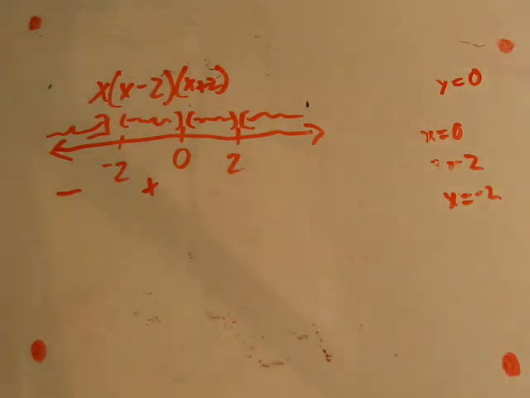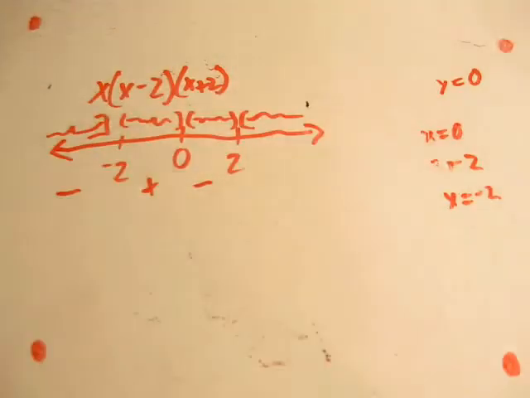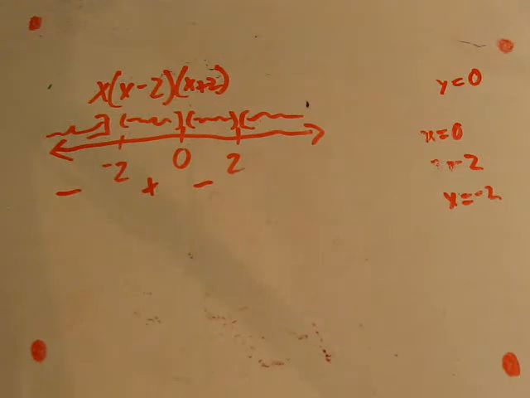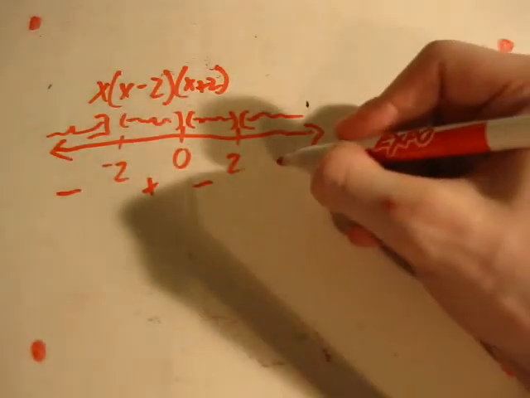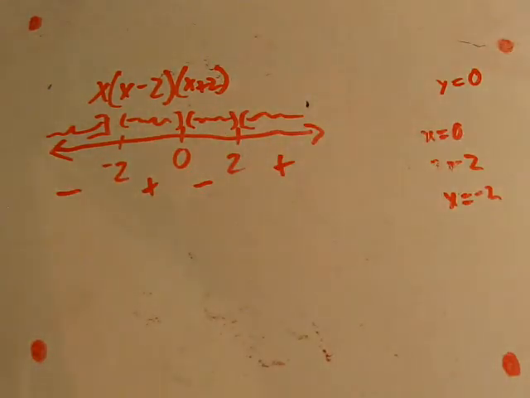Now you've got 0 and 2, so let's switch it about. We've got 1 cubed, subtract 4 times 1, negative 3. Negative number, we mark it with a negative. And for here, we've got 3 cubed minus 4 times 3. This becomes 15, which is positive.